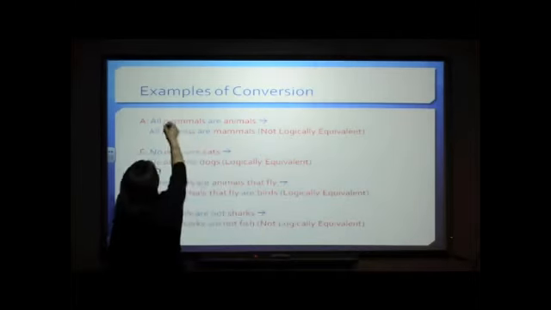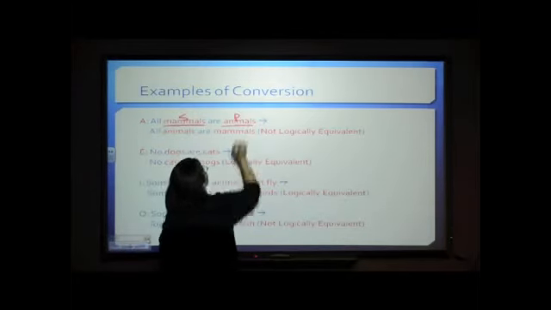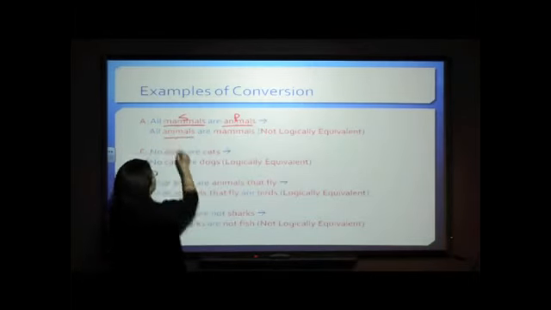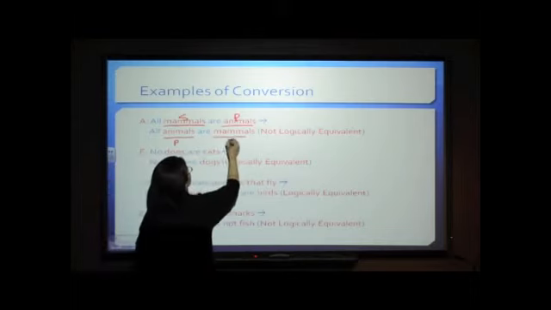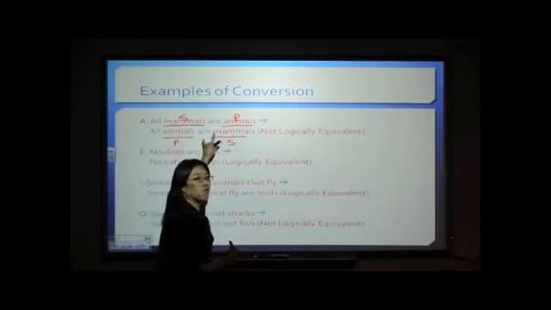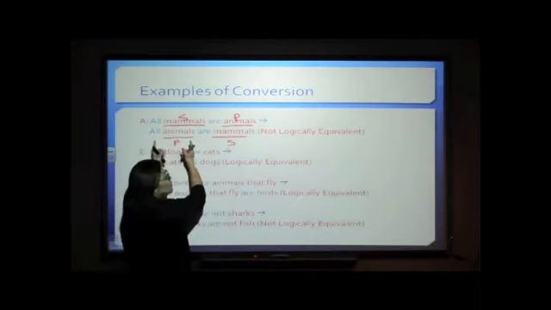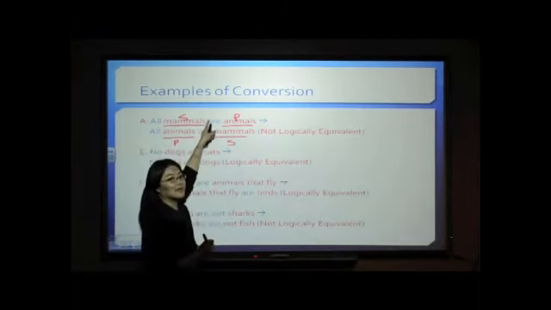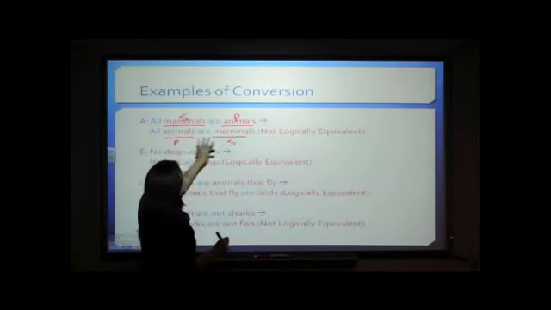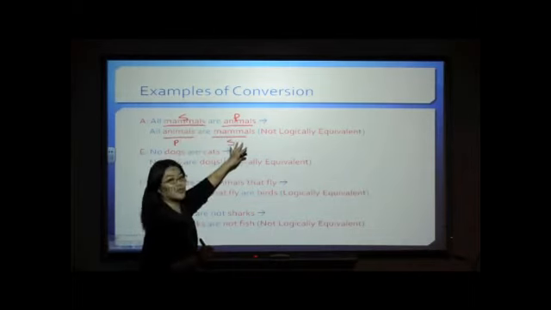In the original statement, you have mammals as the subject term and animals as the predicate term. When we use conversion on them, we end up with animals here and mammals here. What happens then is that for the converse, all animals are mammals, what was the predicate term in the original A-type statement has now become the subject term. And what was the subject term in the original A-type statement has now become the predicate term.